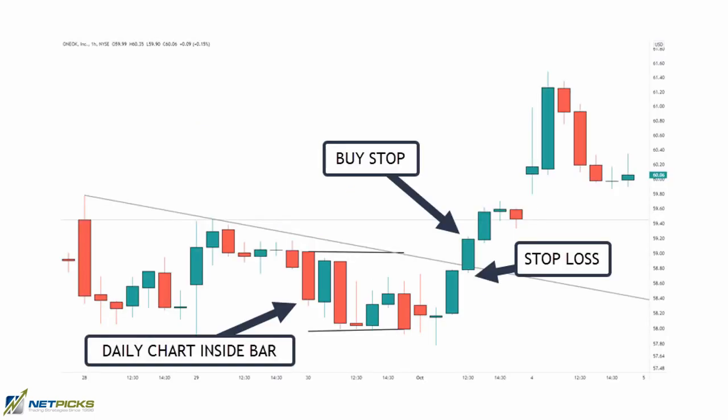Let's look at another stock chart, and this is just the hourly time frame. The daily chart had an inside candle setup, which you can see with the black lines. So this is what happens when price does not gap up over the trend line.